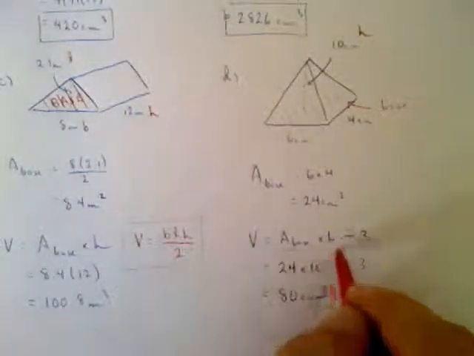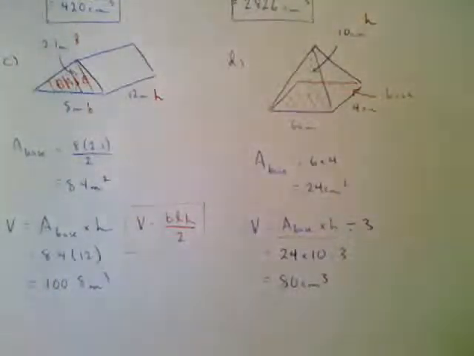Lastly, for D, we have a pyramid, and for a pyramid, the volume is the base area times the height, much like a prism, but we divide by 3. We looked at that earlier last week. In this case, we have a rectangular base, area of 24 centimeters squared, 6 by 4. The height of this pyramid is 10. Area of the base times height divided by 3 gives us 80 centimeters cubed for that volume. So hopefully you did well on those.